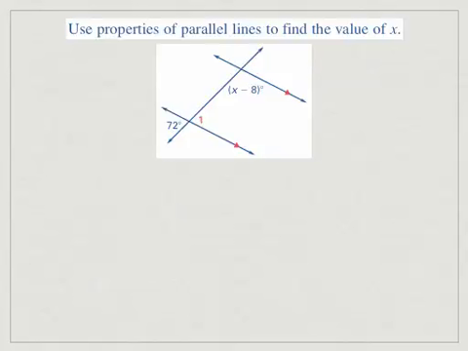The next example says use properties of parallel lines to find the value of x. We're given that this angle that's vertical to angle 1 is 72 degrees. Because we're given that the angle that is vertical to angle 1 is 72 degrees, I could say that angle 1 is 72 degrees because of the vertical angles theorem. When I find that, I know that angle 1 is 72 and the angle x minus 8 degrees, those two angles are consecutive interior angles. I know that they are supplementary, which means that they add up to 180.